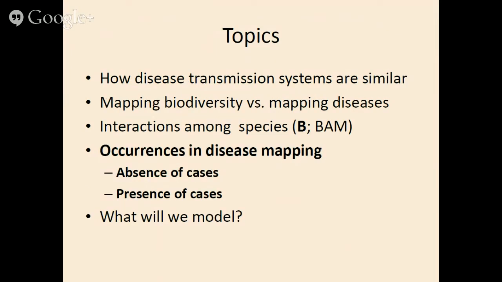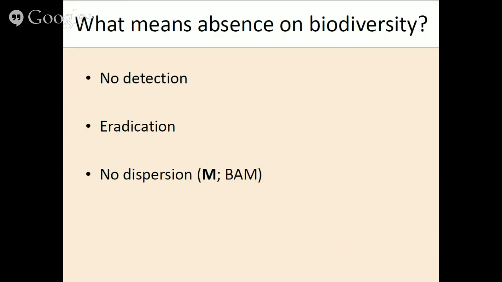Okay, now let's talk a bit about occurrences when mapping diseases. What does absence of species mean in biodiversity models? Well, maybe we are not going to have a detection, so that's why we do not have reports of the species, or maybe the species was removed from one area and that's why we do not have reports of the species there, or maybe there are no dispersal capabilities for the species in the area in which we are looking for them. That's M in the BAM diagram. That's the case of biodiversity, the single species models.